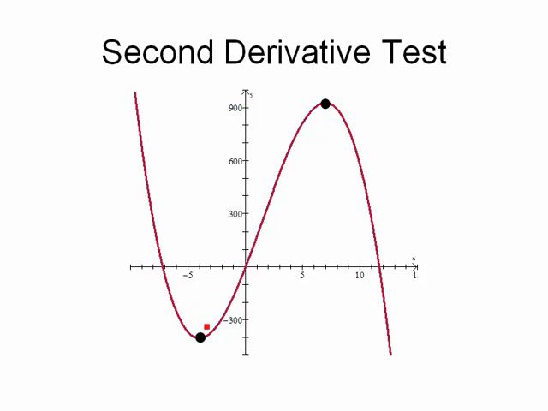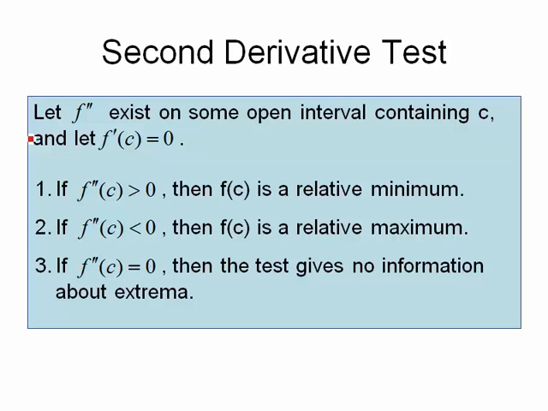If I were to take this other critical number and put it into the second derivative, I should get a positive number because it's concave up there. This just gives me a second way to determine relative maxes and relative mins. So these ideas motivate the second derivative test.